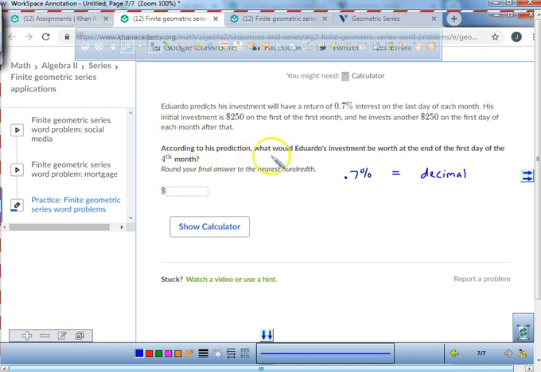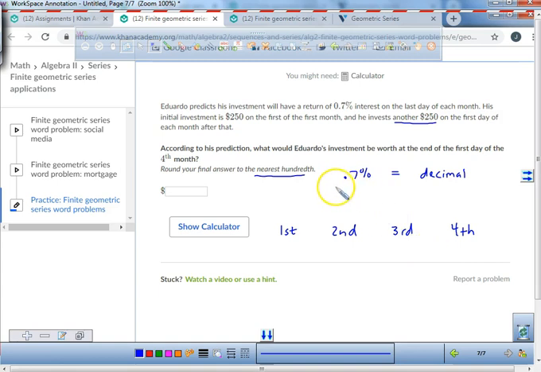According to his prediction, what would Eduardo's investment be worth at the end of the first day of the fourth month? Okay, so what we're going to do is figure out what the final answer is going to be to the nearest 100. Okay. So here we go. Let's start with month number 1, second, third, and the fourth.